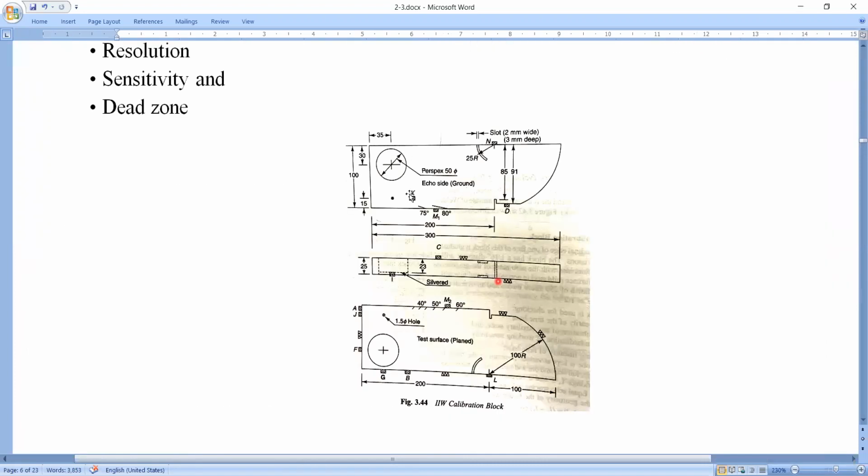These are the dimensions of the British block. This is the front view, top view. This is the thickness of the block. This is the 25, and this is the width of the block. Here we have different shapes.